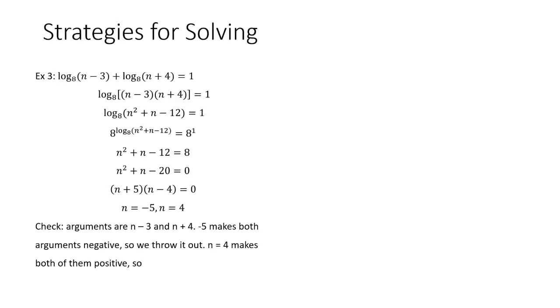Now in this case, my arguments are n minus 3 and n plus 4. I need to make sure that negative 5 and 4 don't make that argument, either one of them, 0 or negative. So when I substitute in negative 5, both of the arguments are negative. So we definitely throw that one out. When we substitute in n equals 4, it makes them both positive, so n equals 4. That is my final answer. Again, make sure you circle that. Make sure it's clear that this is your answer, not this one.